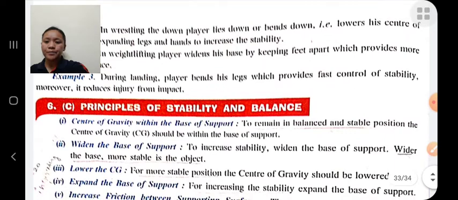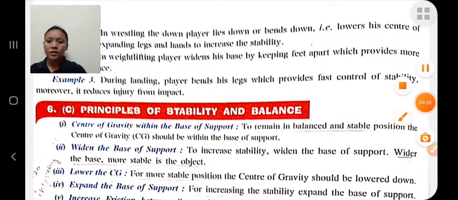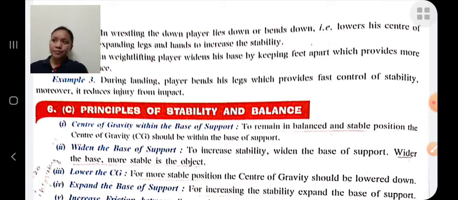Some principles of stability and balance. Center of gravity within the base of support: if the center of gravity is within the base of support, there will be more stability. Widen the base of support: the wider the base, the more stability of an object. To increase the stability, we have to increase the base of support.